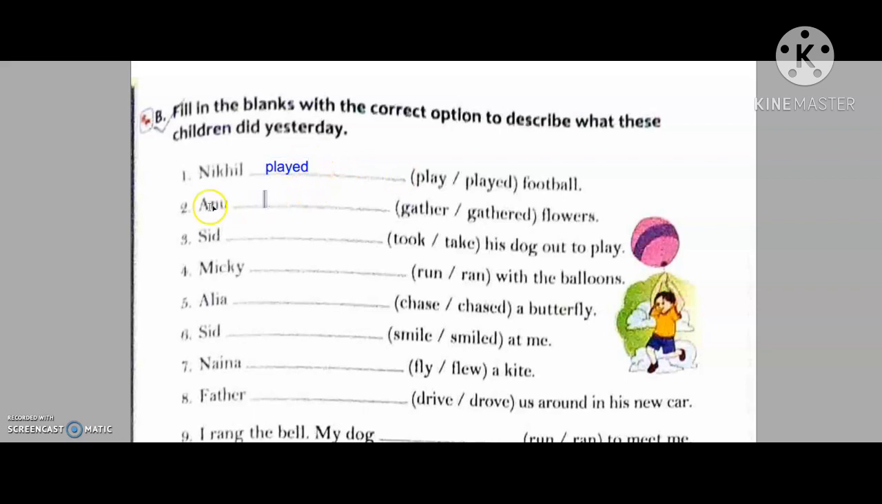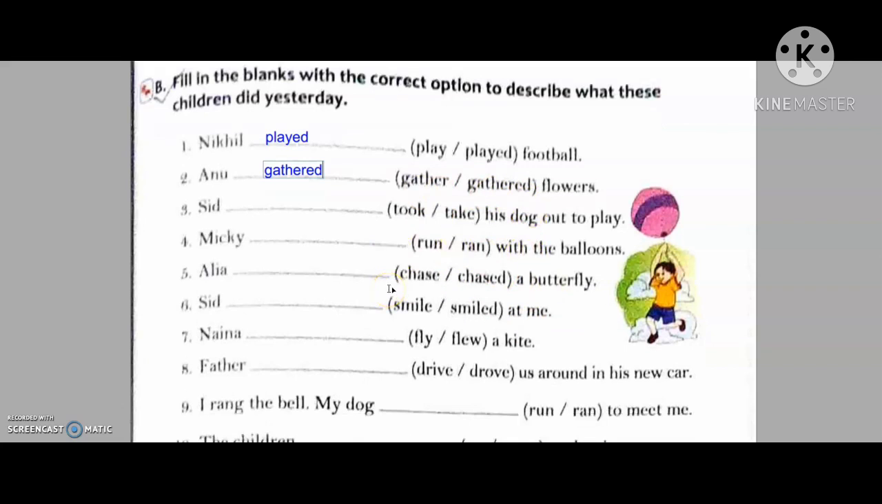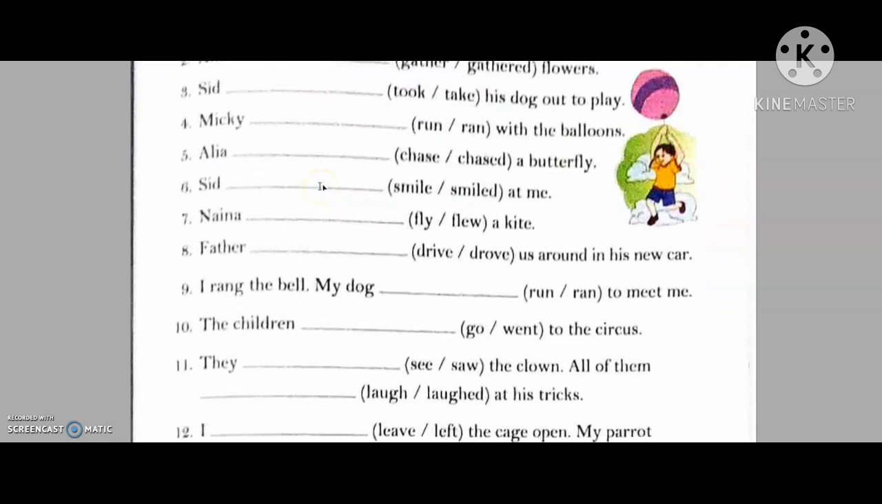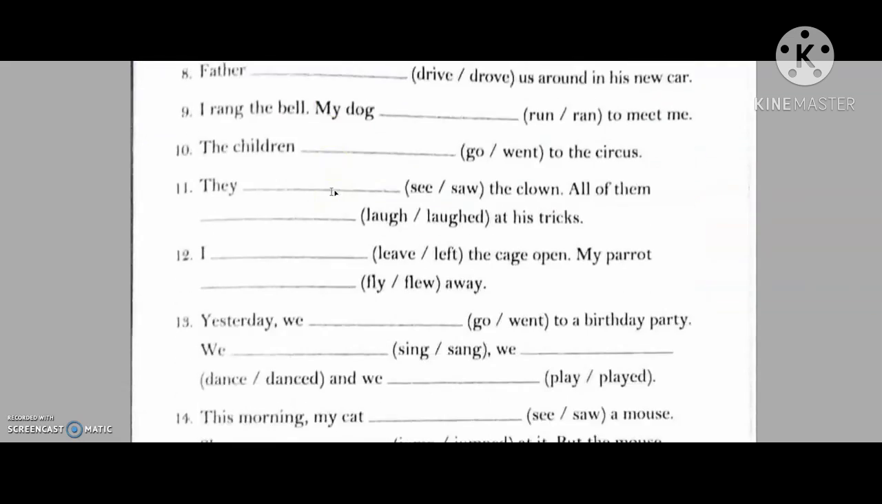Second one. Anu dash flowers. Gather or gathered? Gathered. Correct. What is the meaning of gather? To collect something. Okay. I have told this in the Tale of Peter Rabbit chapter, if you remember. Alright. So children, like this, you will complete exercise B.